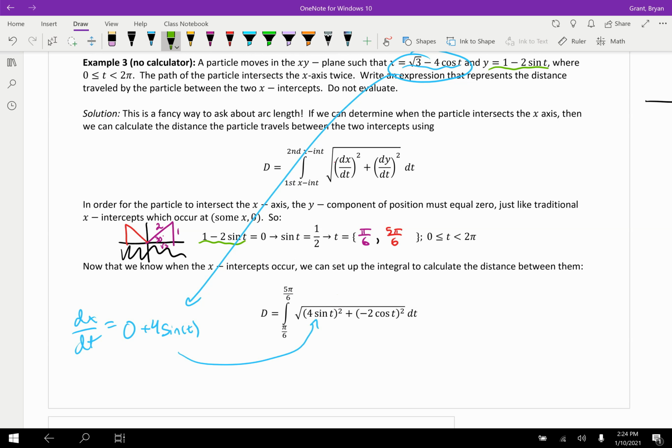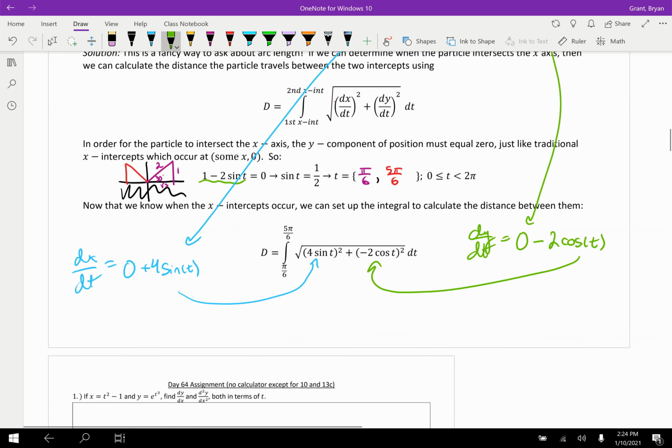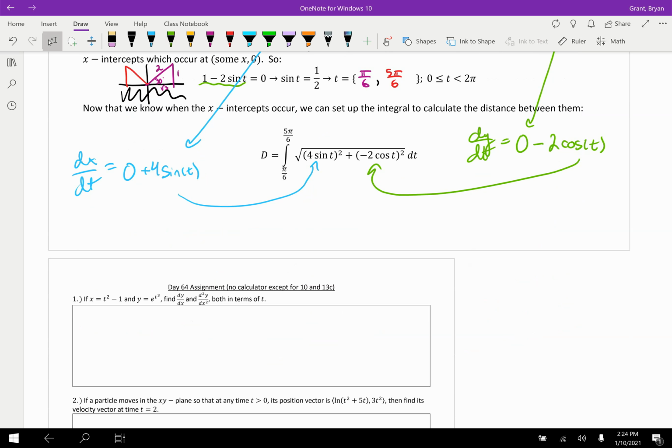And then we also need our y component, so dy dt equals, and that's this over here, 0. The minus will stay this time because sine is just regular cosine. That's where the second guy comes from. And that's it. If you wanted to use your calculator, you could evaluate that. If you wanted to simplify a bit, you could, right?